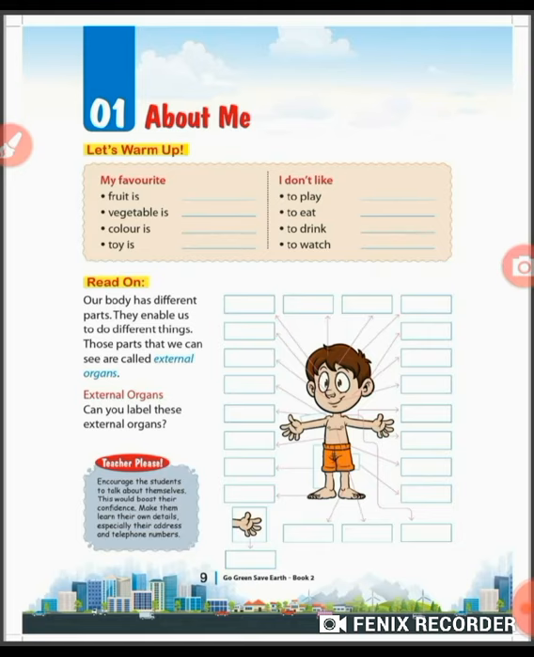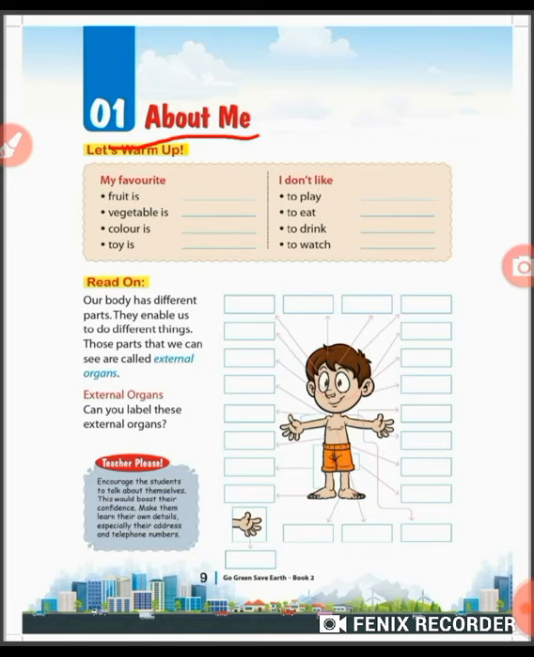Children, you're familiar with EVS subject. In previous class, that is in class 1, you all have learned about sense organs, body parts, external body parts, and our first lesson, that is about me, includes the same things. Let's start our lesson about me.